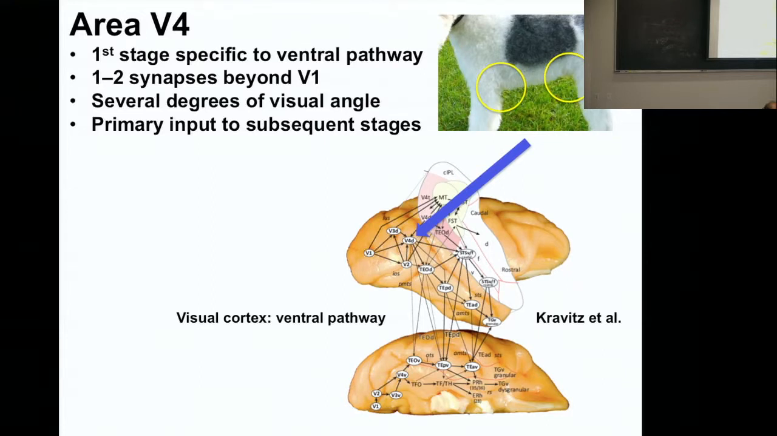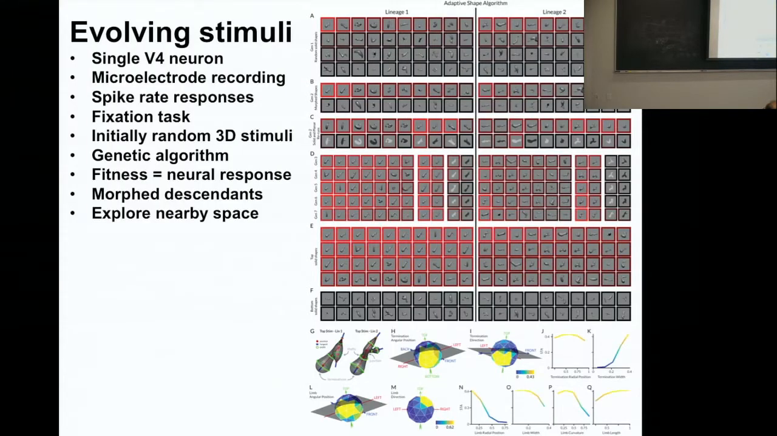It gets direct inputs from V1, so it's as little as 1 synapse away from V1. It gets massive inputs from V2. Before that the receptive fields cover several degrees of visual angle near the fovea, and V4 is the primary source of input to the rest of the ventral pathway. So this is a real information bottleneck for everything.